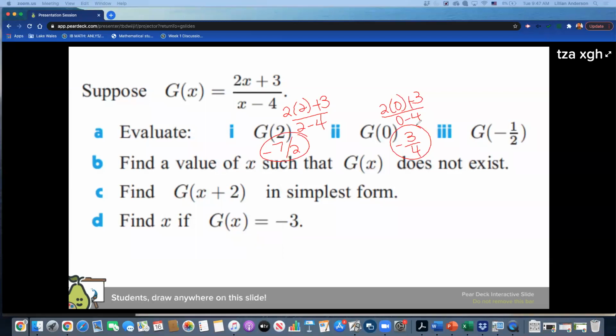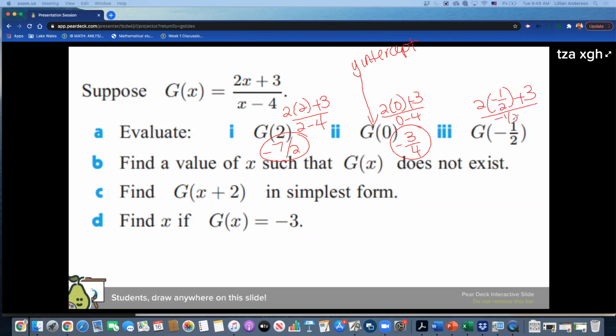Y-intercept. Yes, when you plug in 0 for x, you are finding the y-intercept of that respective function. So the y-intercept of this function was -3/4. How do you find the x-intercept? You plug in 0 for y. Make your y 0, plug in 0 for y, okay? Using extra opportunities to review things that you guys should know.